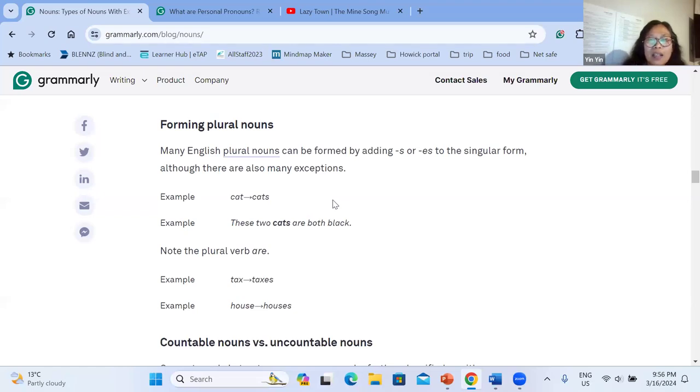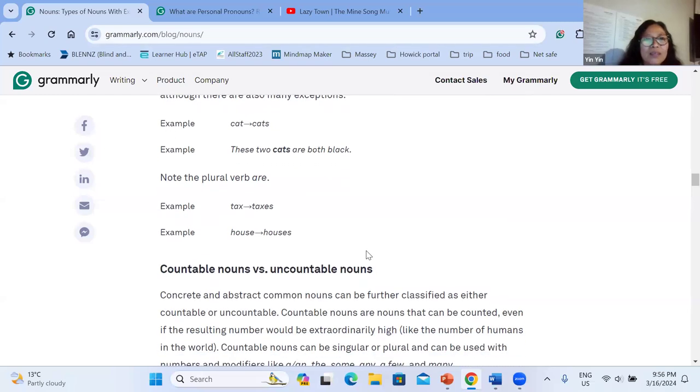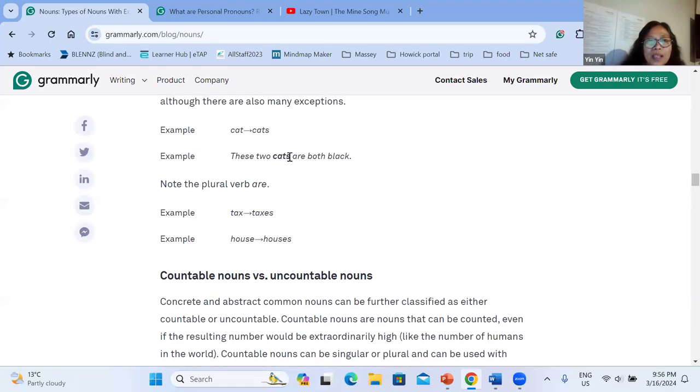For example, cat, adding S: cats. Although there are also many exceptions. There are these two cats, they are both black. So the plural verb are. This cat, only one cat, this cat is black, right? Singular verb is.